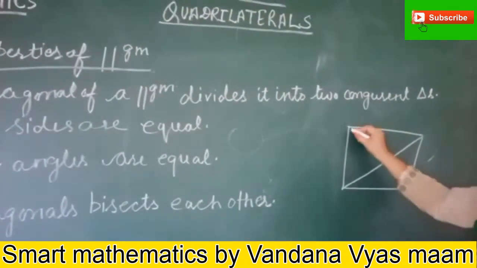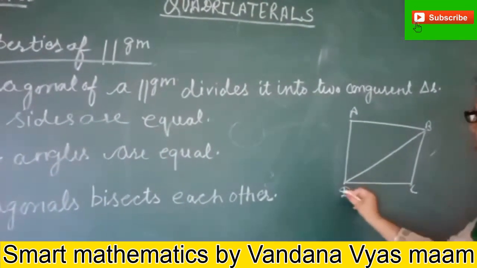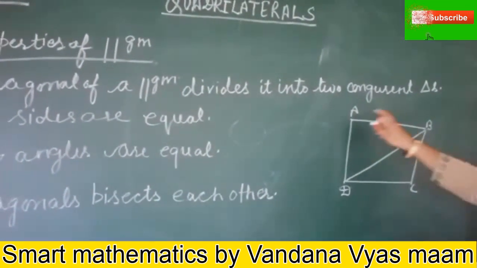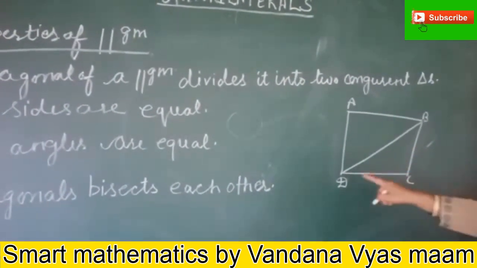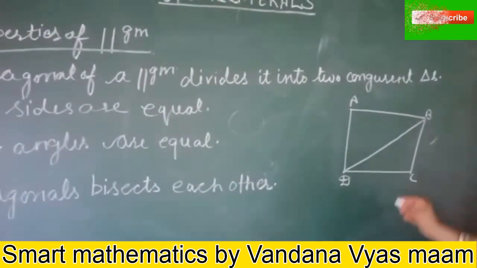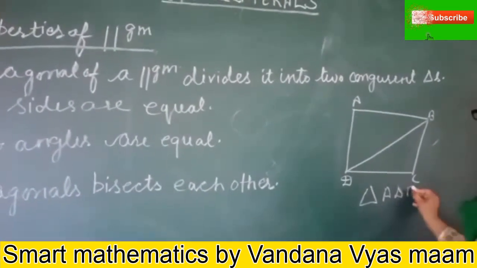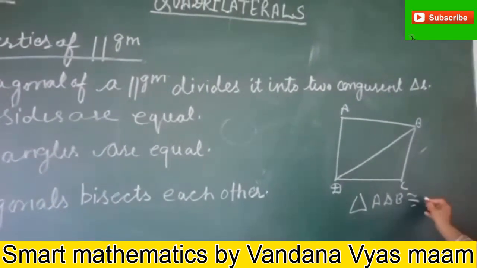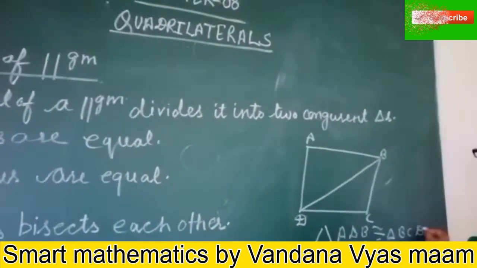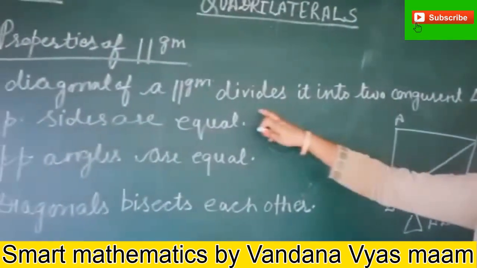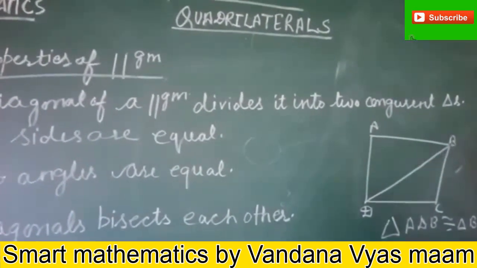Means in this parallelogram ABCD, triangle ABD is congruent to triangle DCB. Means triangle ADB is congruent to triangle BCD. Means diagonal of parallelogram divides it into 2 congruent triangles.